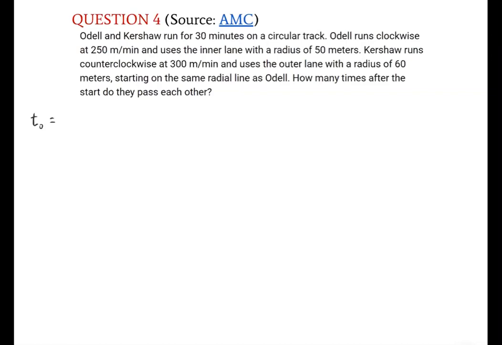first of all, we know that distance is equal to your speed times your time. And then that means that we can rearrange this for time to be equal to distance divided by speed. So when we're trying to solve for Odell's time, we can use t is equal to d over s. Odell's speed is 250 meters per minute.